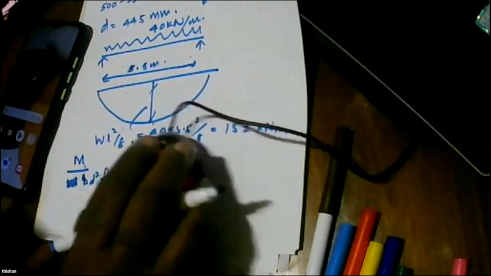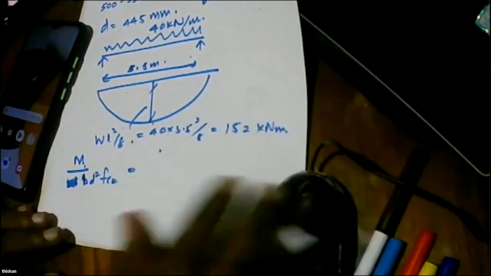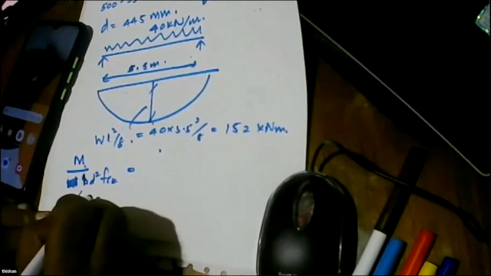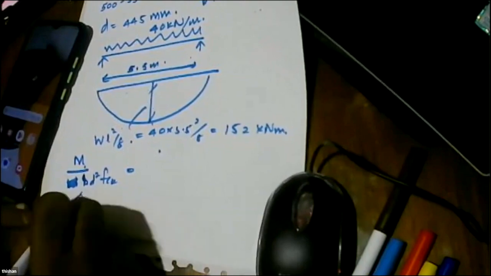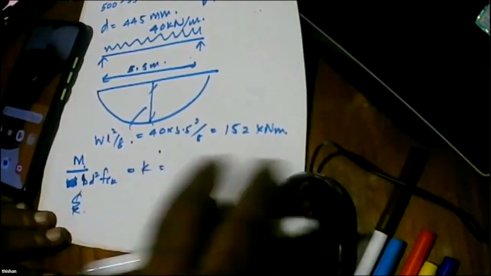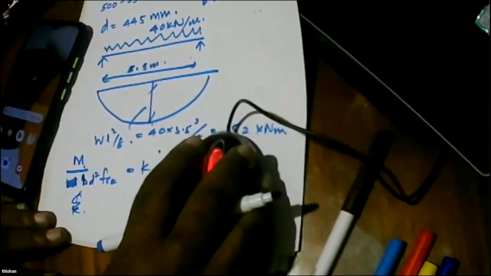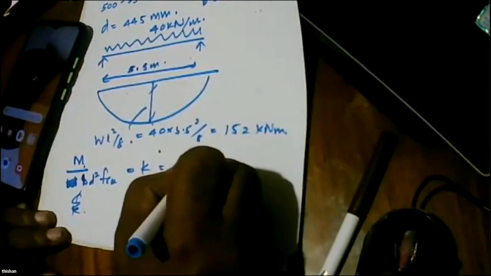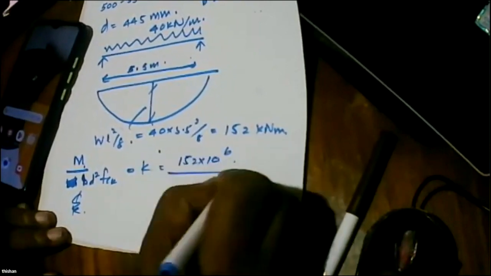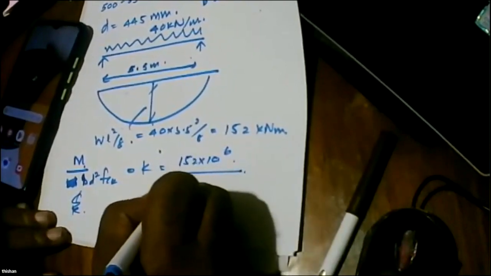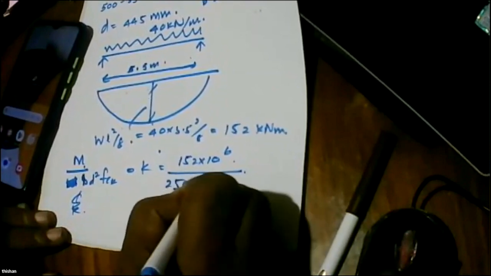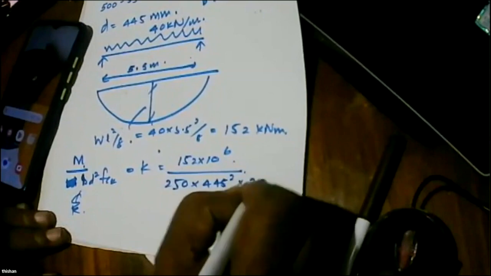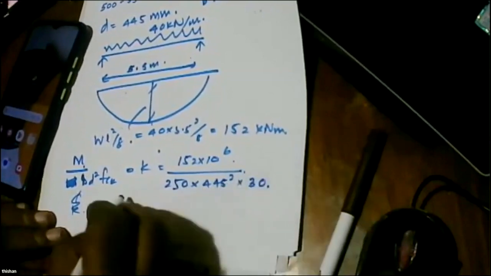K is equal to M over b d squared f_ck. So that is K, and now we calculate the K value. That is 152 into 10 to the power 6, divided by breadth 250, depth 445 squared, multiplied by 30 megapascal concrete. Bandhu, what is the answer of K?